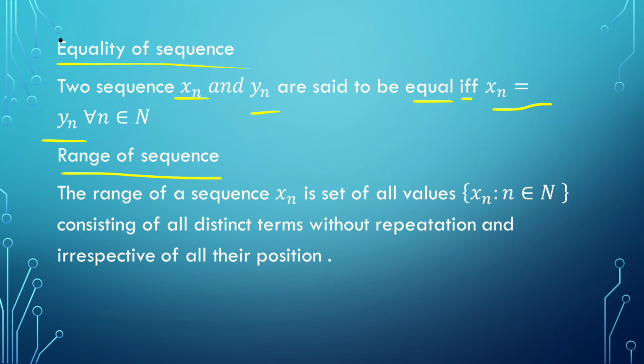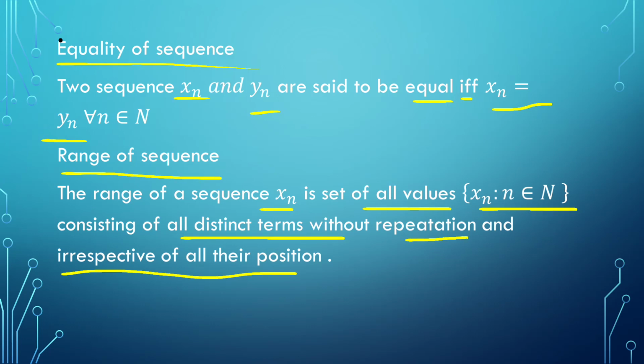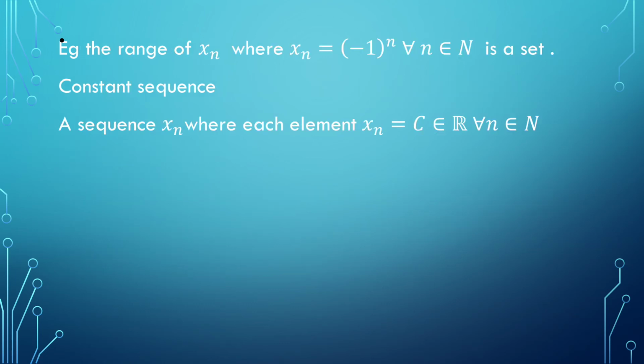What about the range of a sequence? The range of a sequence xn is the set of all values taken by xn for n in N, consisting of distinct terms without repetition, and irrespective of their position. So if they are not repeating themselves and you have gotten all the xn such that n is a member of N, what you get there is the range of the sequence.